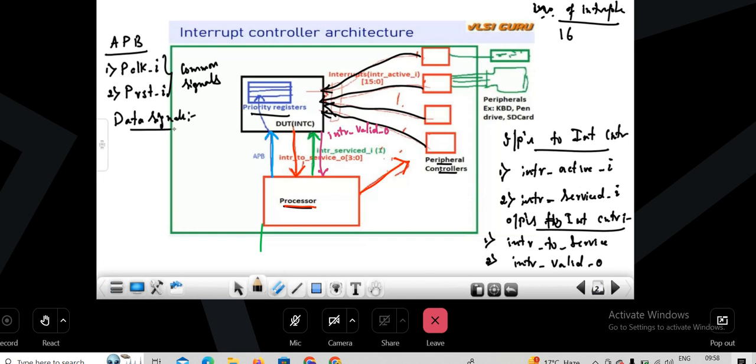And what are the data signals? One is P address. Whether input or output it is? Input. Another input is P W data, which is write data. Another data signal is P R data. Read data is input or output? Output.